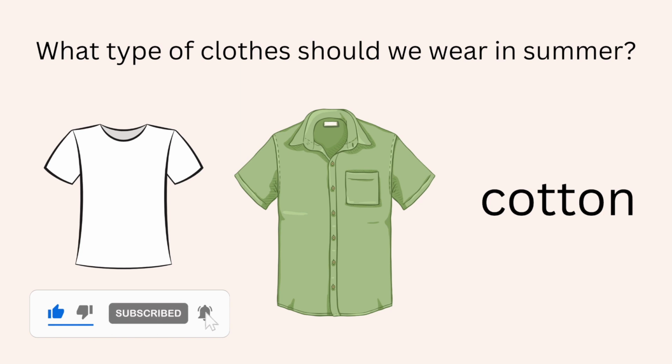And also one more thing is that we tend to prefer light colors in summer. Light colors usually reflect heat. Okay, they don't absorb heat. Dark colors on the other hand, they absorb heat. So we tend to prefer light colors and cotton clothes.